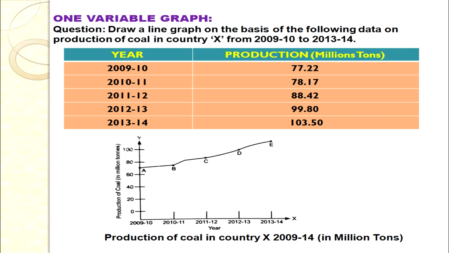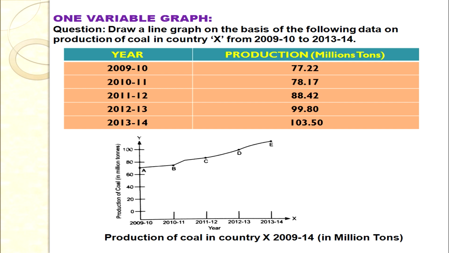Now, start plotting it. For the year 2009 to 10, the data is 77.22. The first point, as you can see, we have plotted for the year is A. Then for 2010 to 11, we have got the data 78.17. For this year, we have just plotted point B. Then for 2011 to 12, the data is 88.42. In this case, we have plotted point C.